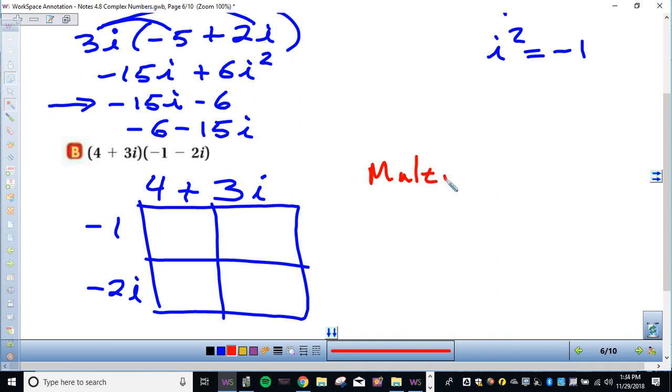So multiply inside and combine like terms outside.